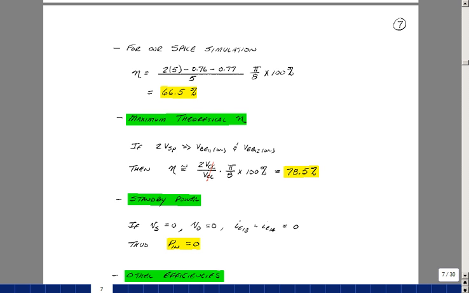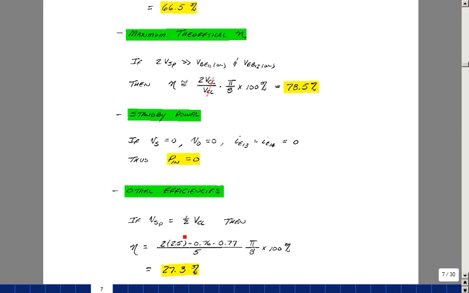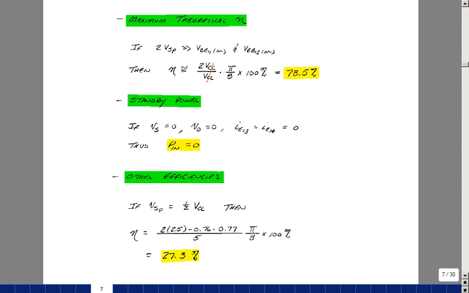Let's do another point here. If you did half the power supply, in other words, if you made the sine wave coming in only 2.5 volts, then you'd have this multiplied by 2, but we still have a 5-volt supply. So the efficiency actually drops to 27.3%.